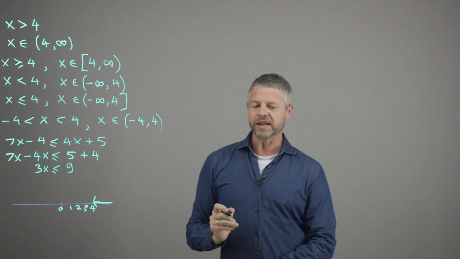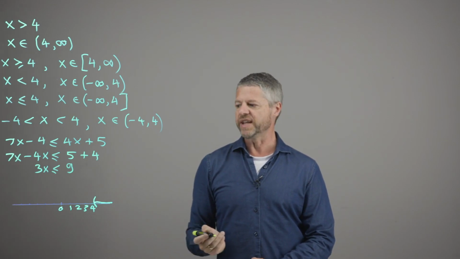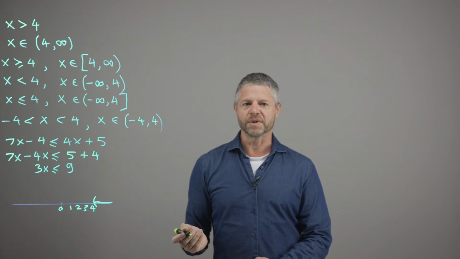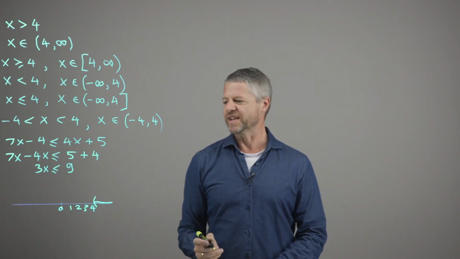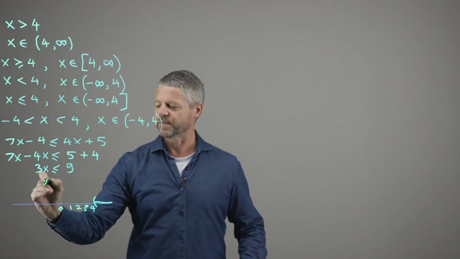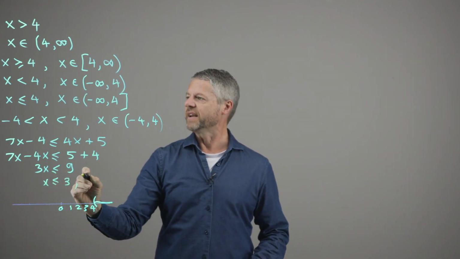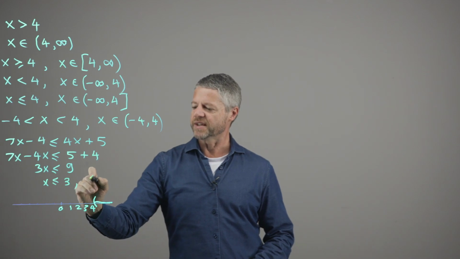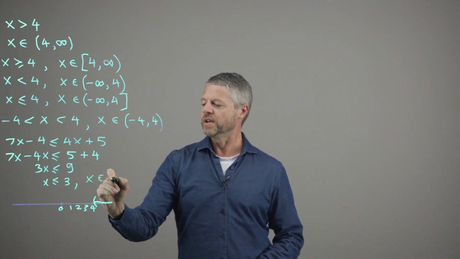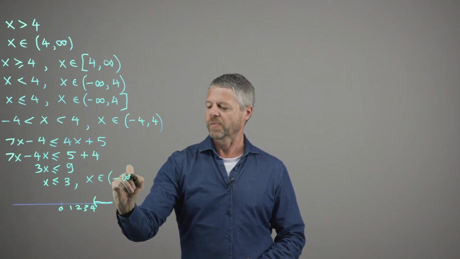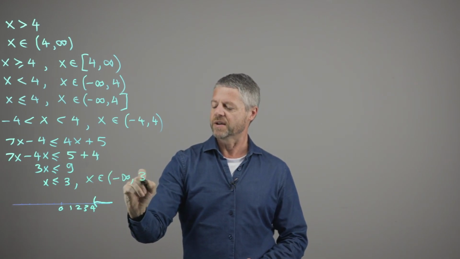And then finally we can just divide both sides by 3. Or we could think of that as multiplying both sides by 1/3, same thing. And we get x less than or equal to 3. And we would represent that using interval notation as x belongs to the interval between minus infinity and 3. And we're including the value 3.